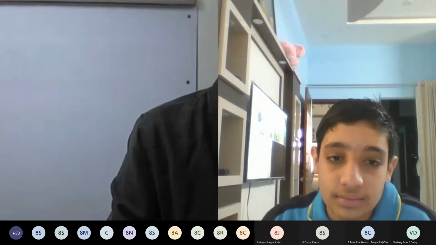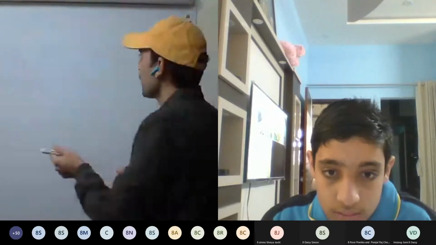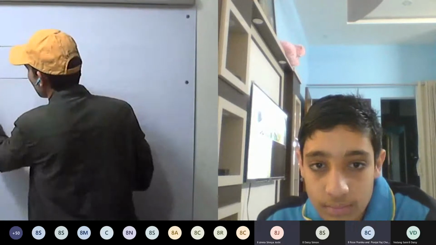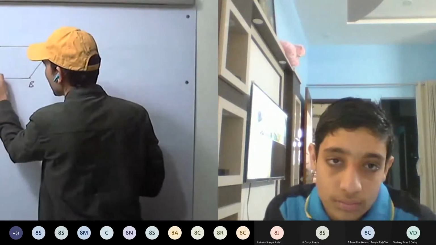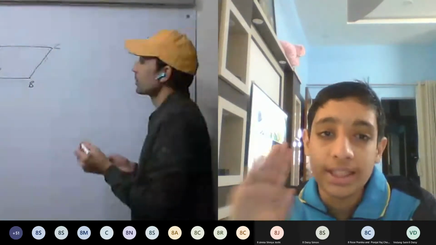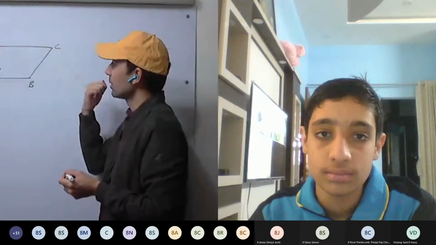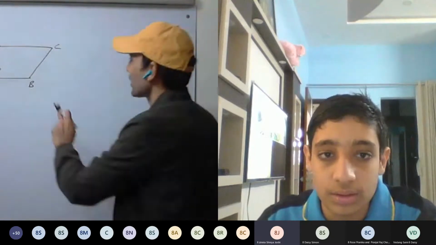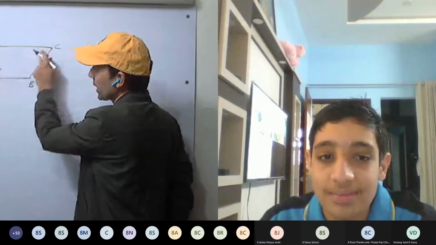Okay. Seventh question: if one of the angles of a parallelogram measures 75 degrees, find the other angles. Can you find? Yes, sir. A, B, C, D, we can draw the figure. This angle is 75 degrees, for example. Now the other angles, how to find? See here, opposite angles are equal. In a parallelogram, opposite angles are equal.